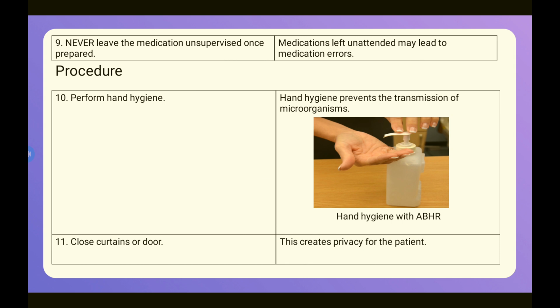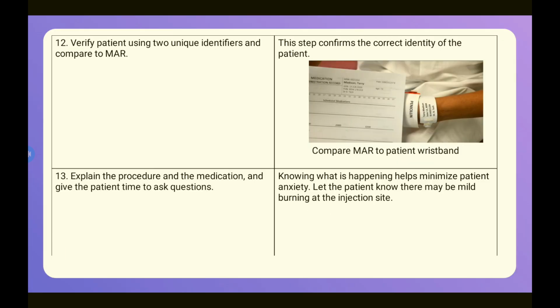Number 11. Close the curtains or doors. This creates and maintains the patient's privacy. Number 12. Verify the patient using the two unique identifiers and compare to the medication administering record. This step confirms the correct identity of the patient. Compare the medication administering record to the patient's wristband.